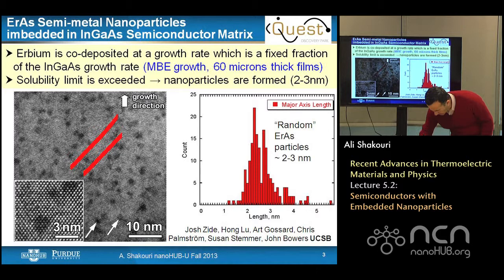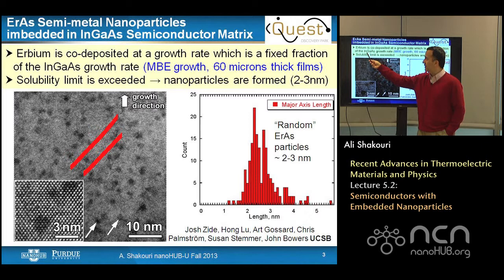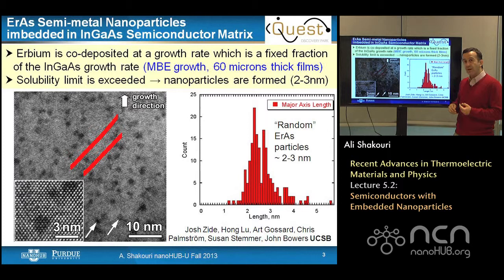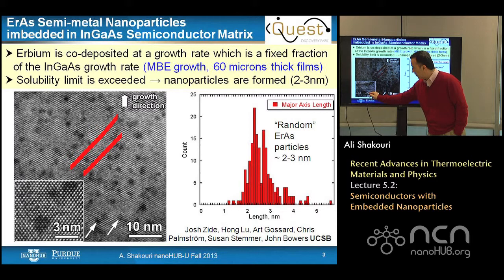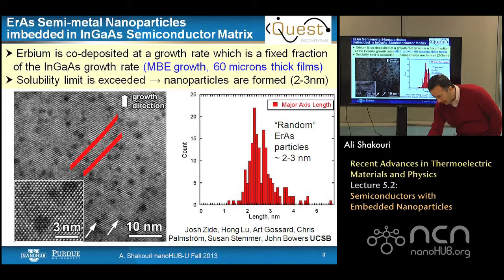So it's very nice. But if in addition to this 3-5 material, we also have some flux of erbium incident, when the solubility limit is exceeded, nanoparticles are formed, and these black regions are shown in the high resolution TEM as well as in the lower magnification. And here is a size distribution measured using TEM, average size 2-3 nanometer.